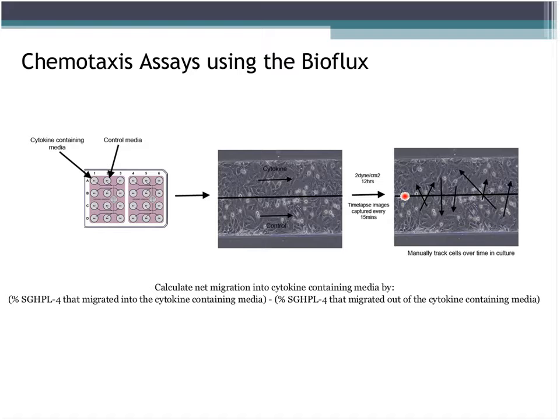So we would divide the channel in half. We would track all the trophoblasts on one side, which would be labeled fluorescently red, and track all the trophoblasts on the other side, and just record which half of the channel they ended up in. Then we could calculate the net migration into the cytokine-containing media just by taking the percentage of trophoblasts that migrated into the cytokine media and taking away the percentage of trophoblasts that migrated out of the cytokine-containing media.